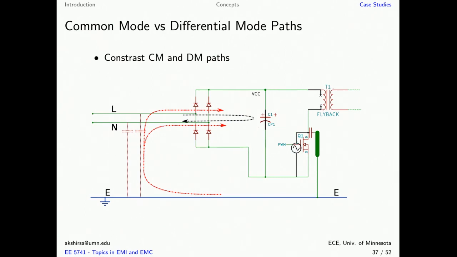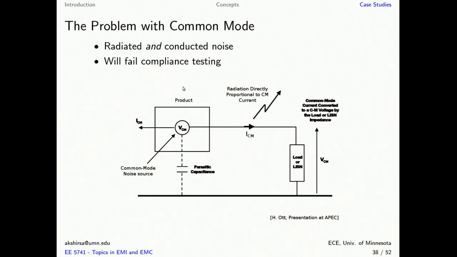Now let's just quickly contrast common mode and differential mode paths. So we saw that this current can take one of two paths. It can flow through either the live wire or the neutral wire. And this is why it is called common mode current, because it is common to both lines. In contrast, the differential mode current that we saw in the previous analysis of the flyback converter flows in through the line and then back through the neutral. So again, just to recap, what is the problem with common mode? One is that we will fail radiated and conducted noise limits, and we'll fail compliance testing.